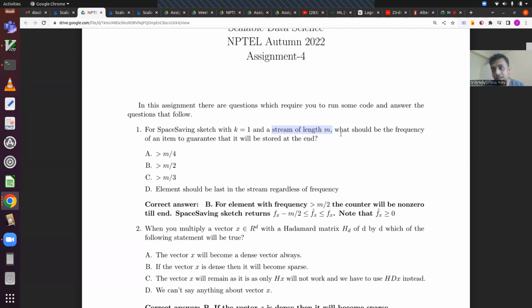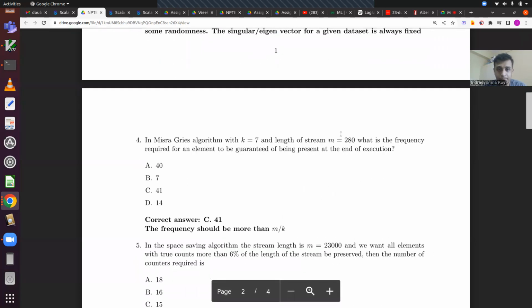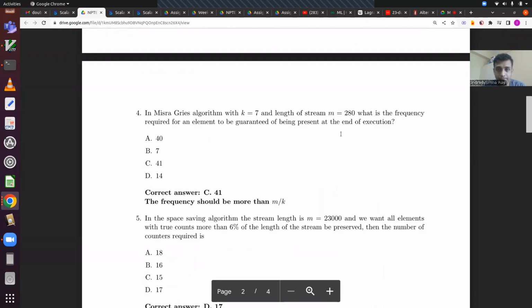So that is another way of saying the same thing. So basically the question is telling you the frequency of the item should be greater than m by 2. Another way of saying. Question number 4, ये भी related question नहीं है. Question number 4 पे जाइए. Okay. हाँ, आप जाइए. आप पढ़िए थोड़ा.